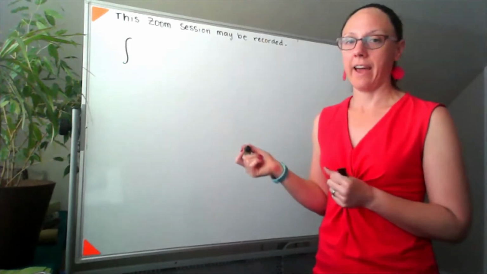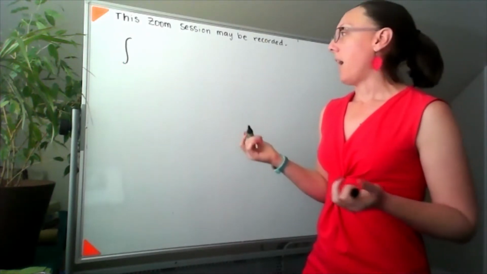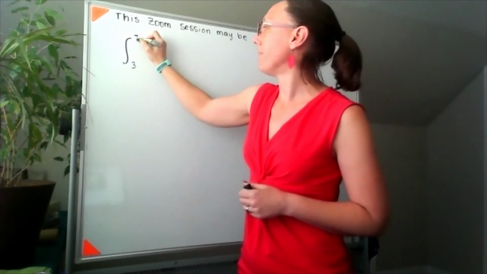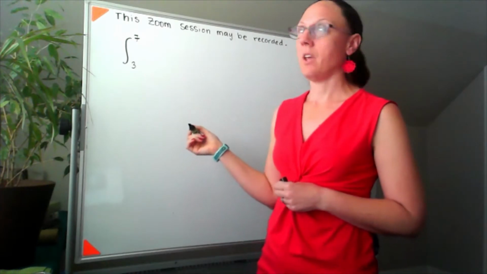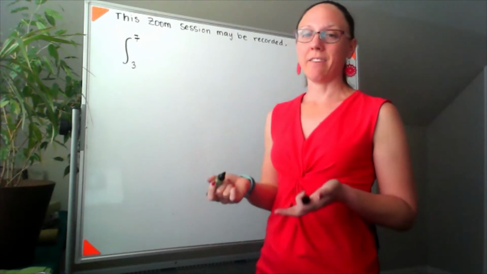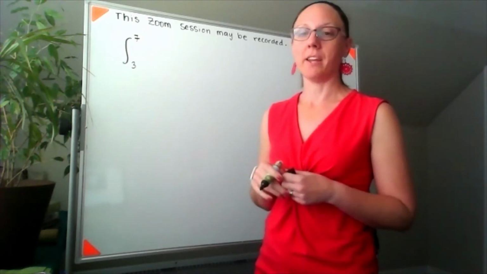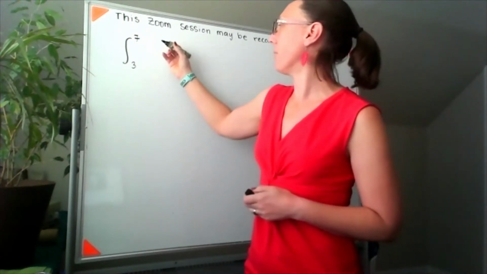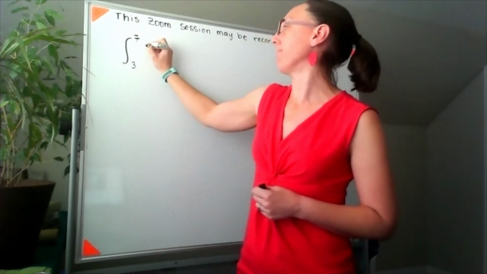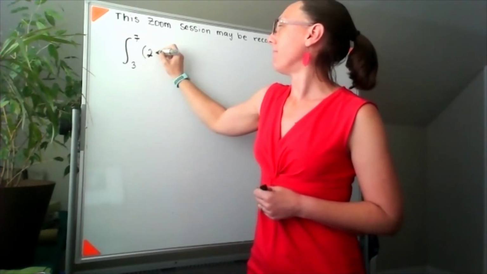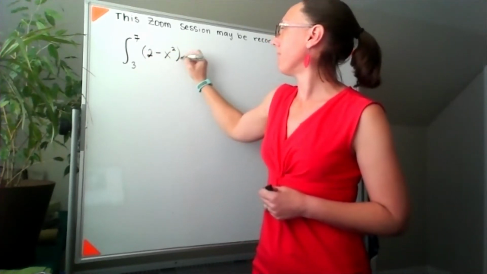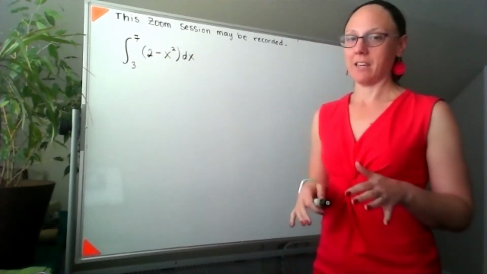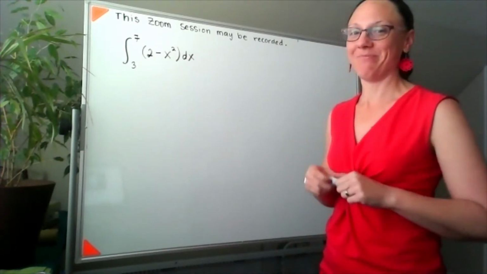Let's say that I gave you the integral from 3 to 7. And I want to give us a function that we can actually finish off the limit in case anybody wants practice with that. Let's go 3 to 7 and make our function 2 minus x squared. This is going to get messy, but we're going to be okay.